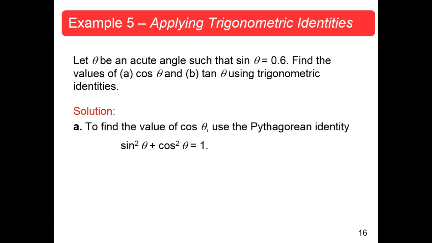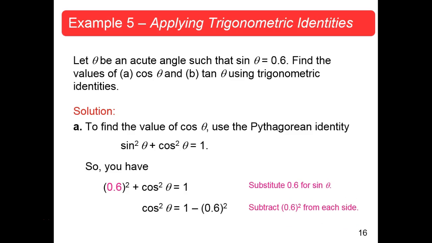So let's plug in what we know. Sine squared is 0.6 squared. And cosine is what we're looking for, and the sum of those is equal to 1. So that becomes, why in the world don't they go and square that? I don't know, but cosine squared theta is equal to 1 minus 0.6 squared, and cosine squared theta would be 0.64.